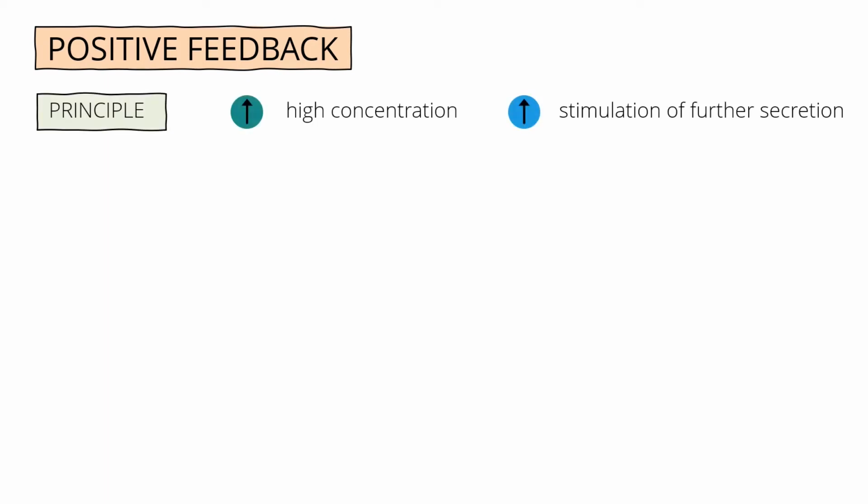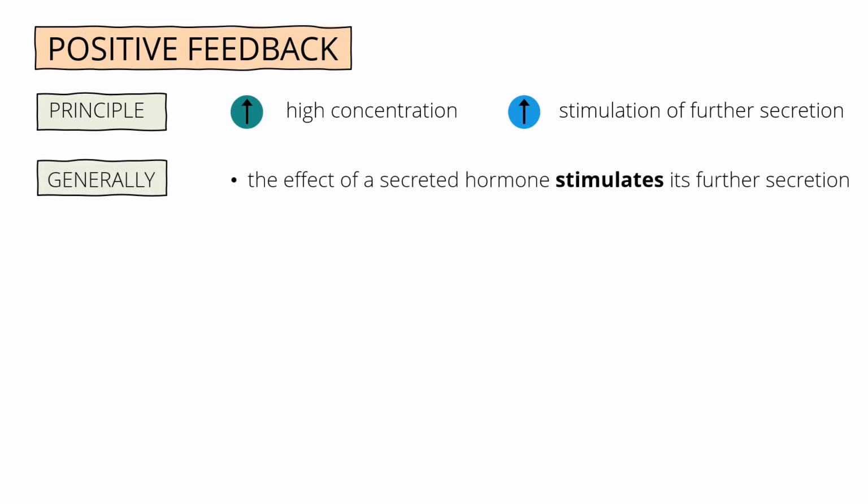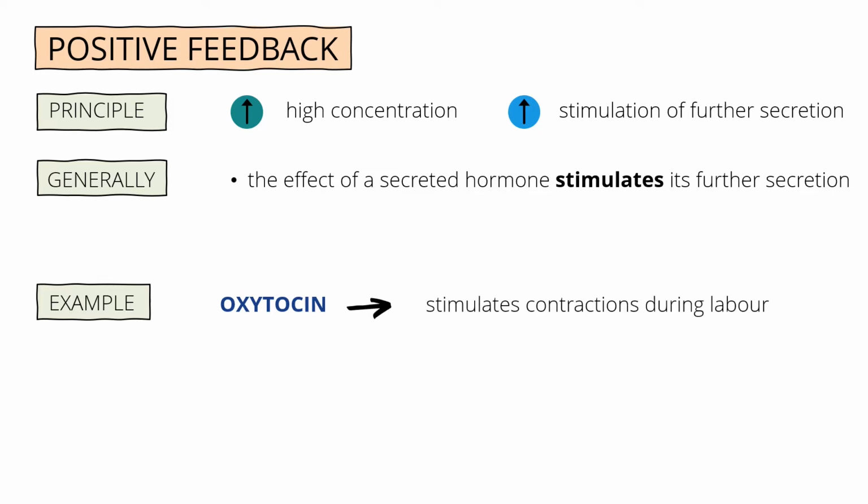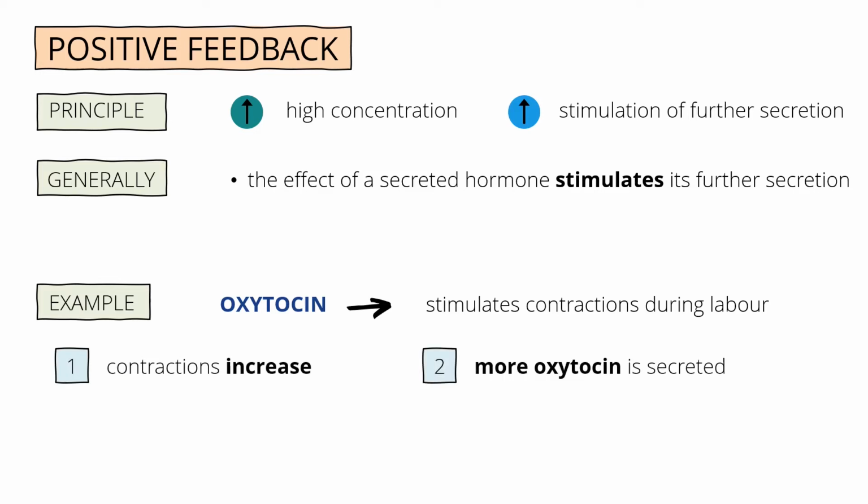Positive feedback works the other way around. A high concentration of a certain hormone stimulates its further secretion. Or again, more generally, the effect of a hormone stimulates its further secretion. Although this type of feedback is not very common in our bodies, we can talk about oxytocin, which is again a classic example, so you can fully understand how it works. Oxytocin stimulates contractions during labor. As the contractions increase, even more and more oxytocin is secreted until the baby is delivered.